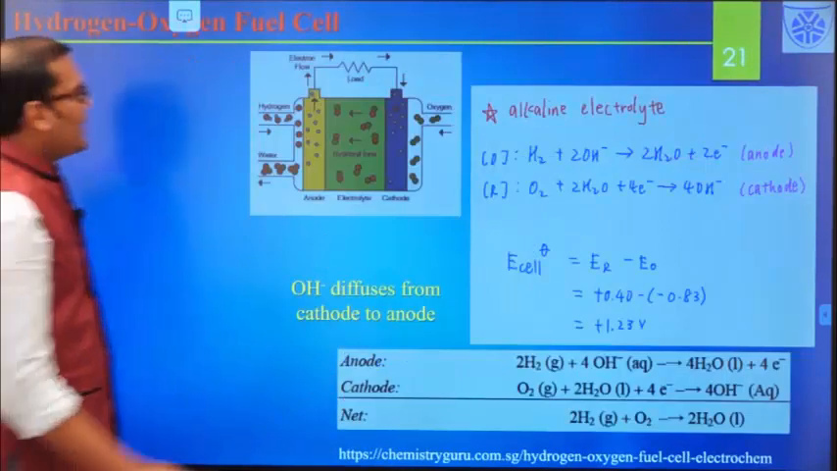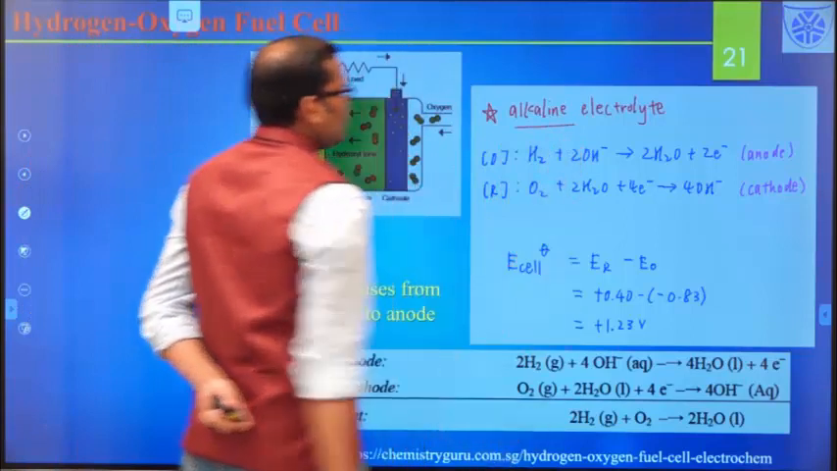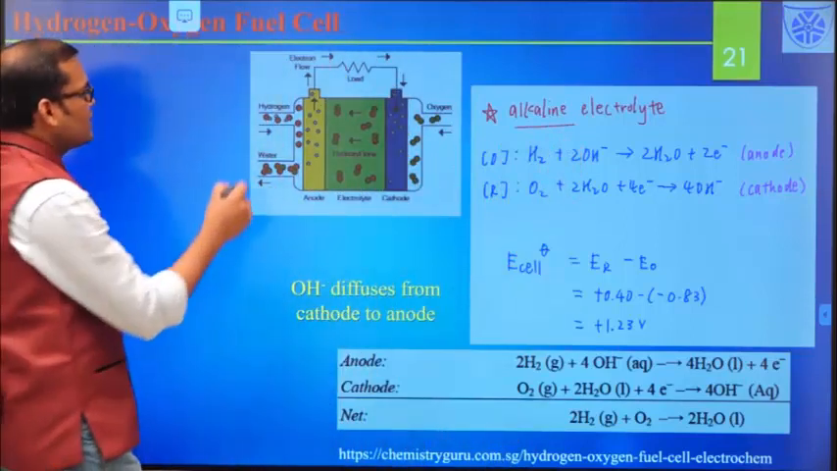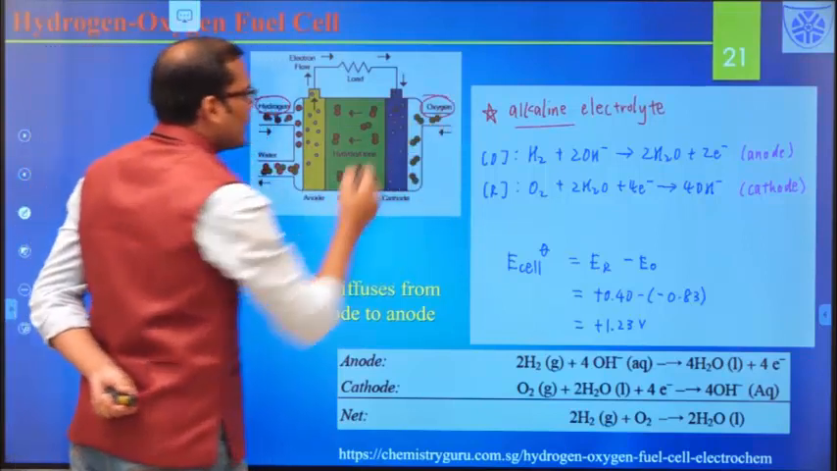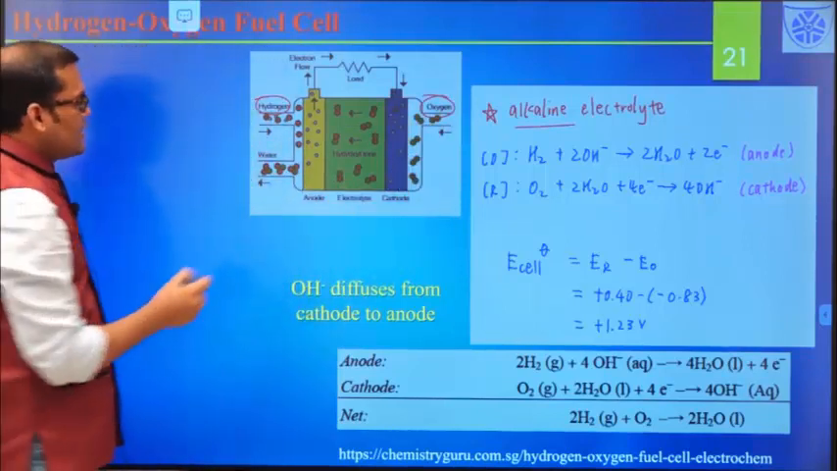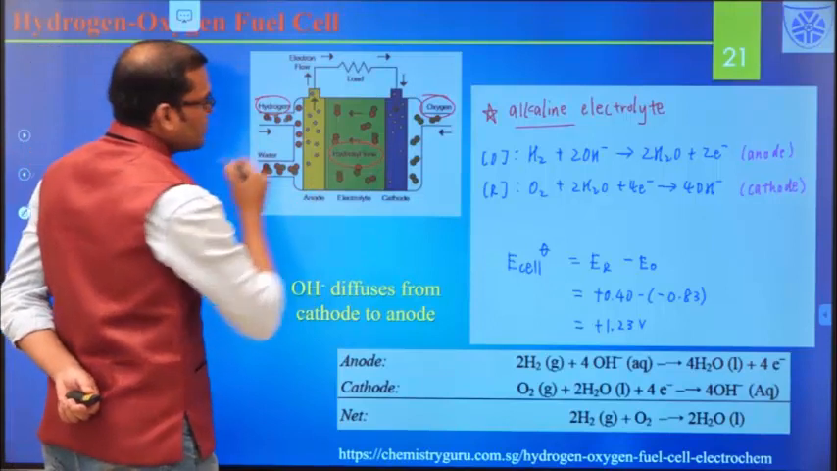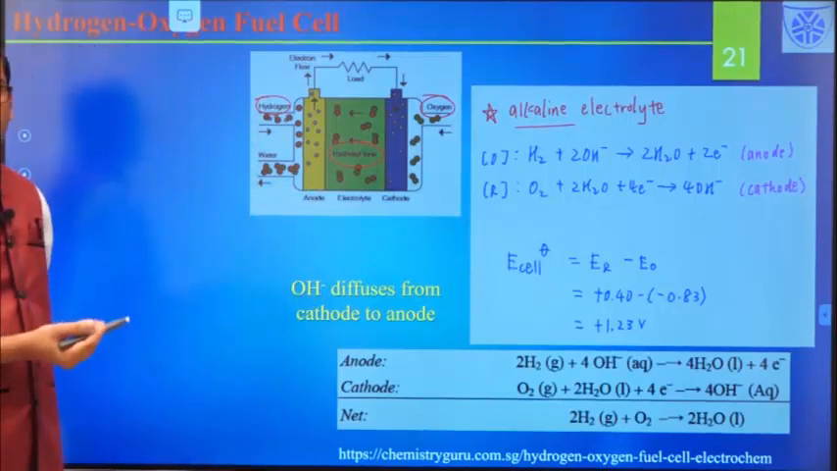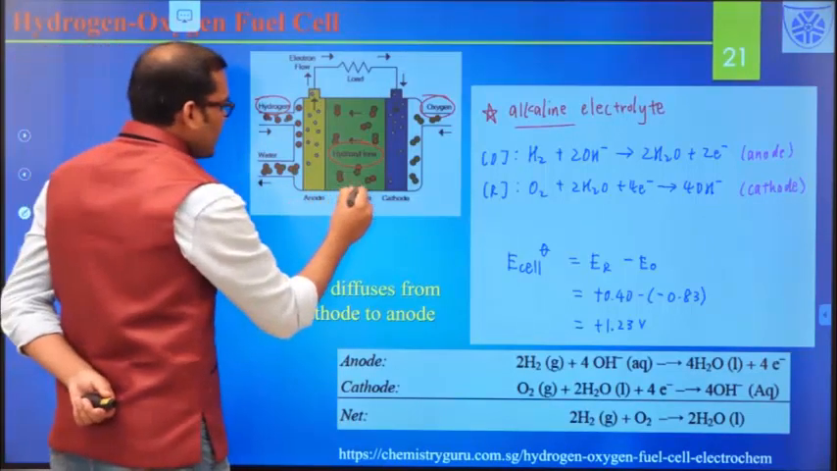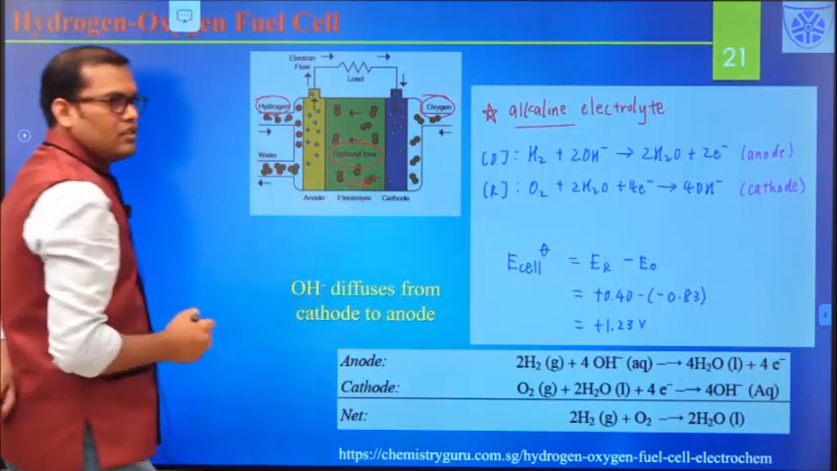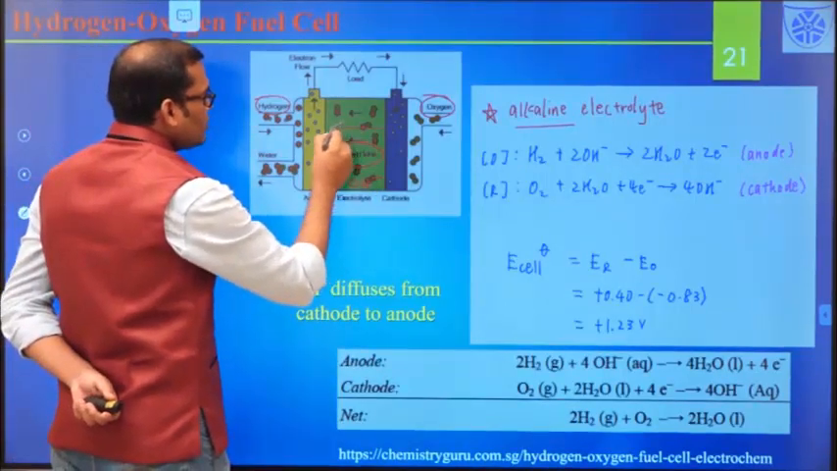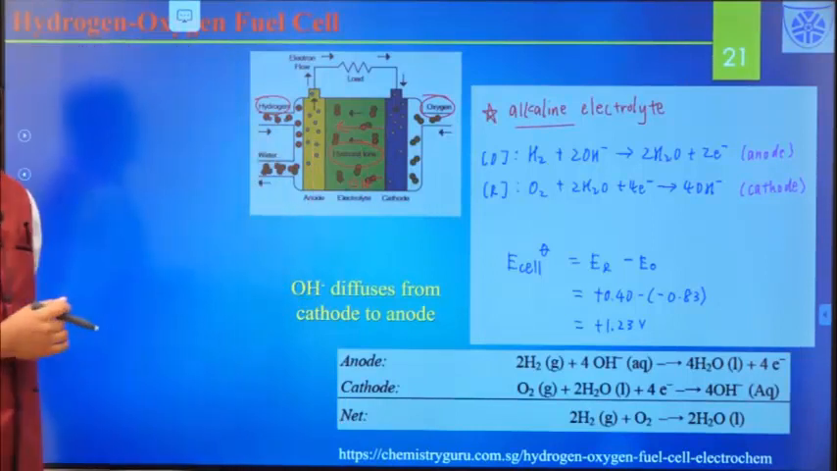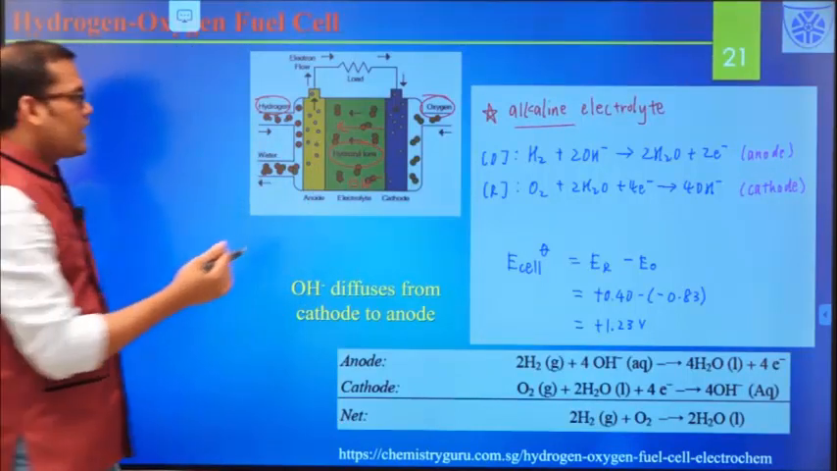Now if you use the alkaline electrolyte, in the schematic representation you can see hydrogen is passing through the anode, and oxygen is passing through the cathode. What is different here is the hydroxyl ions. So instead of H+ you are using OH-. So if you are using OH-, what happens? OH- will be flowing from the cathode to the anode, that means it is diffusing from the cathode to the anode.